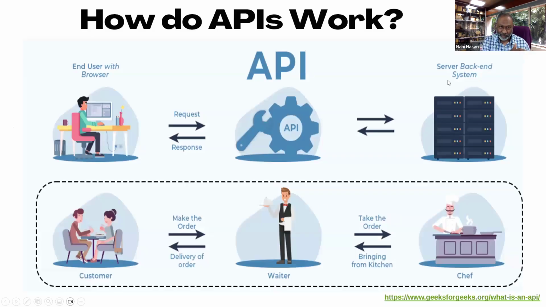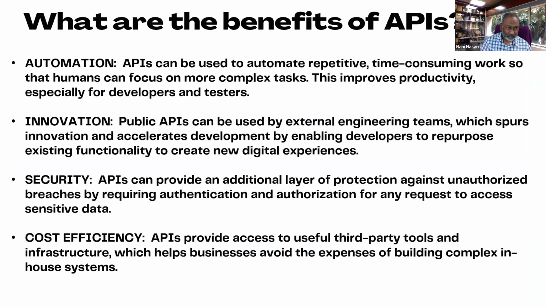So this is another example of how APIs work. This was the example of a customer placing the order through the waiter to the chef. In the same way, if you are requesting some information through an API to an end server, this is the same way it is served to you. You are generating an API request and the information goes to the backend server, and the backend server responds back to you with the answer using the API.